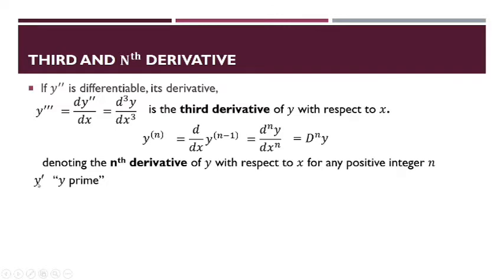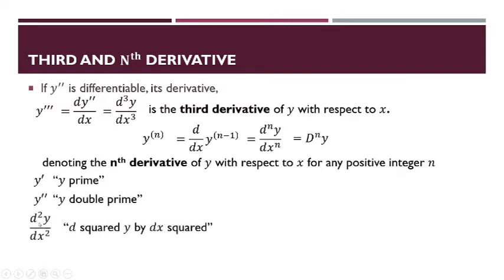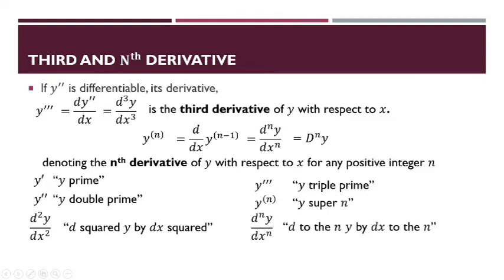We have y prime, y double prime, d squared y by dx squared, y triple prime, y super n. So yun yung basa ko kanina. D to the n y over dx to the n. And d to the n.